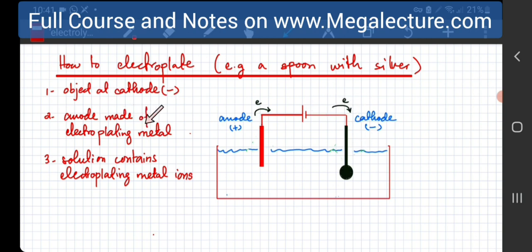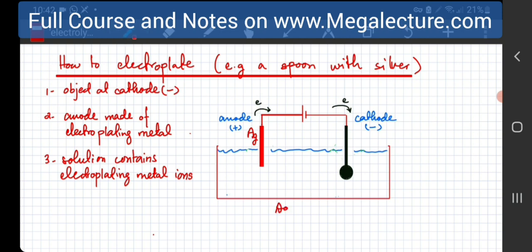The anode must be made of the electroplating metal. So if I want to electroplate a spoon with silver, this anode over here has to be made out of silver. So it's got to be made out of Ag, which is silver. And then the last thing is that the solution must contain electroplating metal ions. So if I want to electroplate it with silver, the solution over here, the electrolyte, must contain, either aqueous or molten, silver ions. So you need a compound.